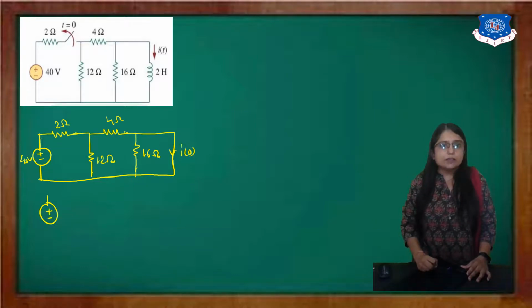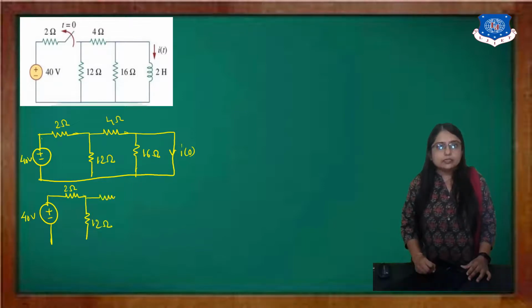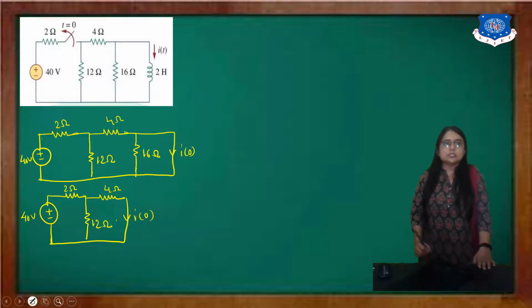So our diagram will become: here I have a 40 volt, then this is 2 ohm, then it is 12 ohm, then it is 4 ohm, and here just like this, because we have simply neglected the 16 ohm resistance.